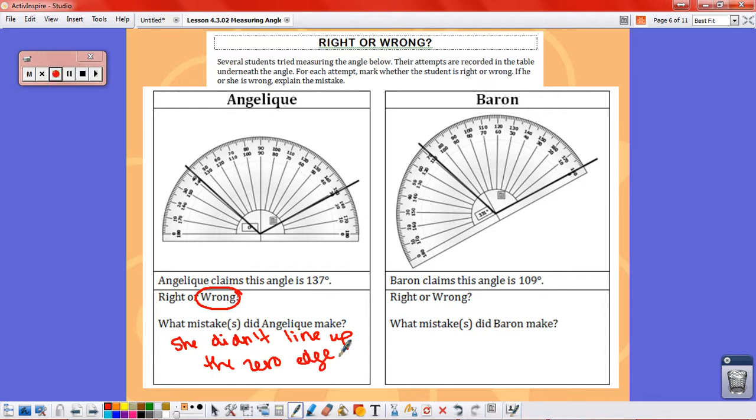Then we have Barron, who claims that his angle is 109 degrees. Well, that's what we found. So we're going to say, yeah, he's right, and he didn't make any mistakes.